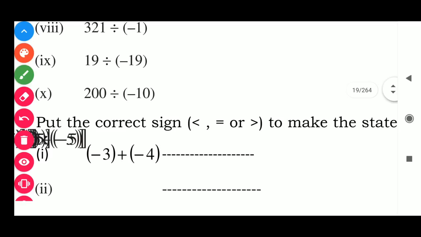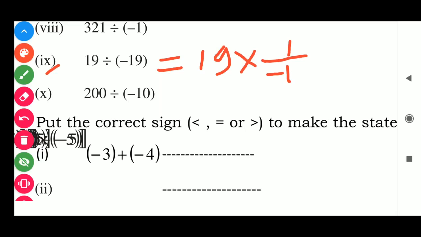Now come to the ninth question. 19 divided by minus 19. So 19 into 1 upon minus 19. When plus is divided by minus, it becomes minus, and 19 cancels 19, we get 1, and 1 into 1 is 1. It is your answer.